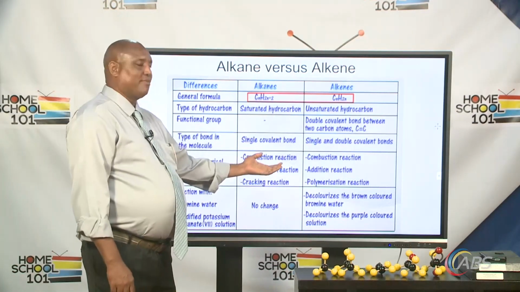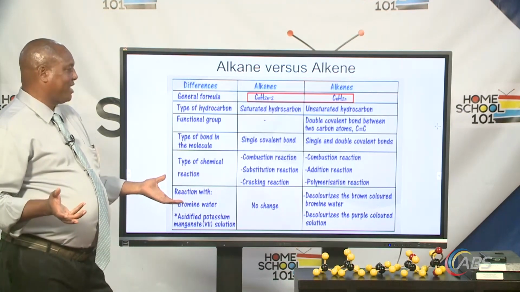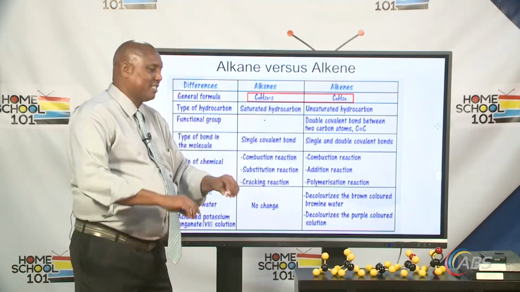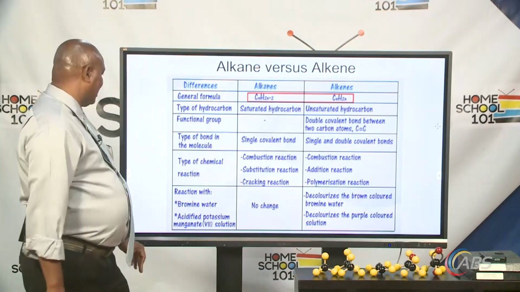And why combustion reactions? Because they give off a lot of energy. They're exothermic reactions. They produce a lot of heat. Addition reactions in the alkenes because the double bond breaks. We went through that. And then we're going to look at polymerization in a little bit.